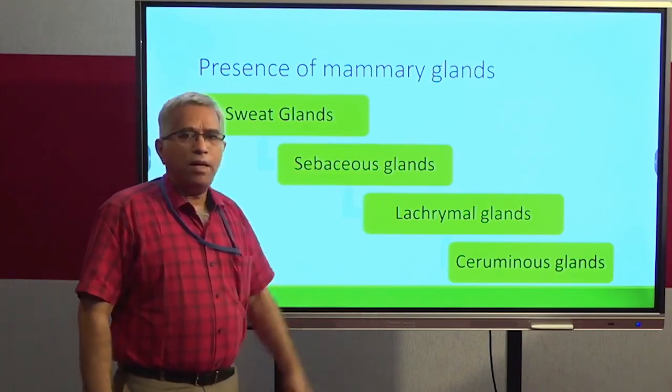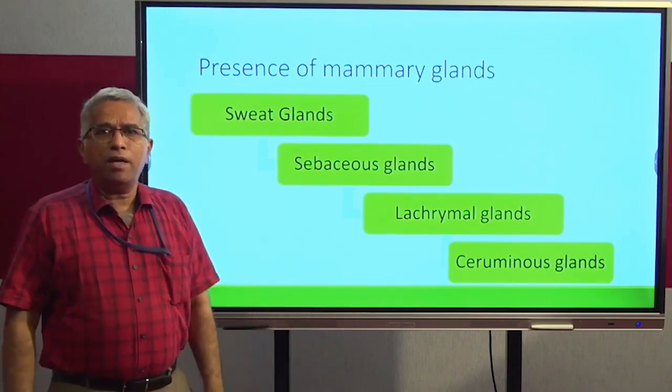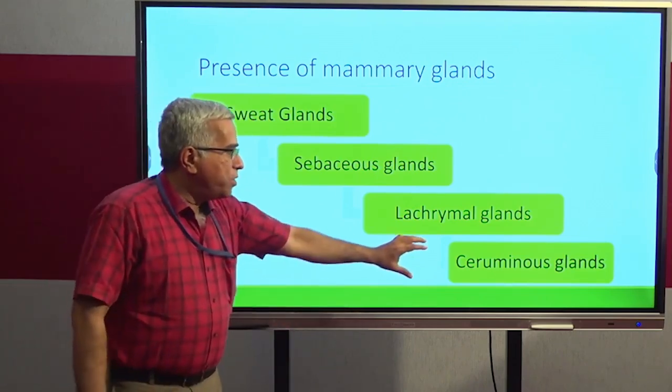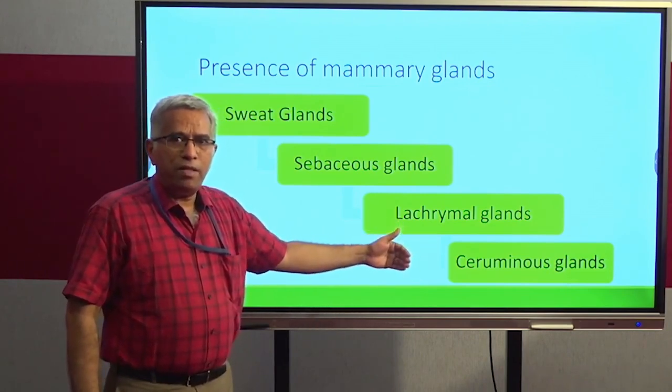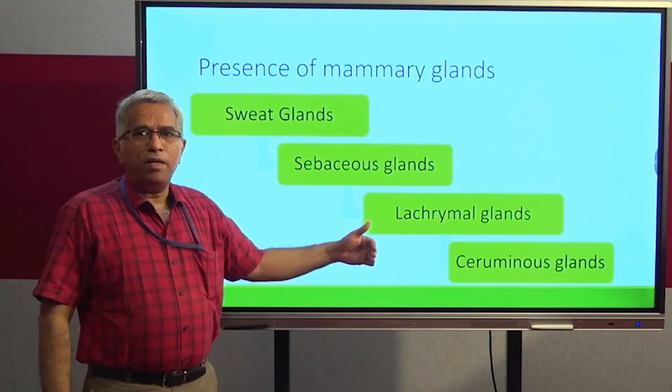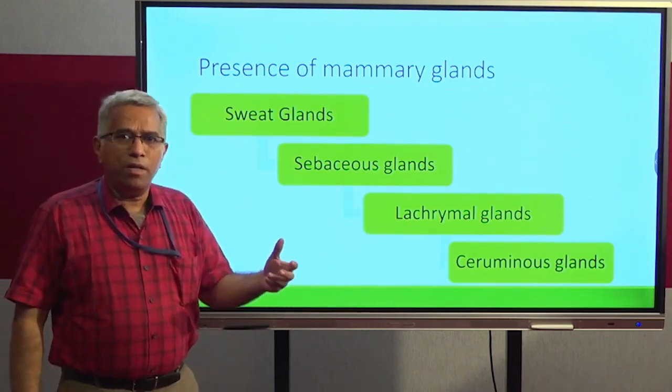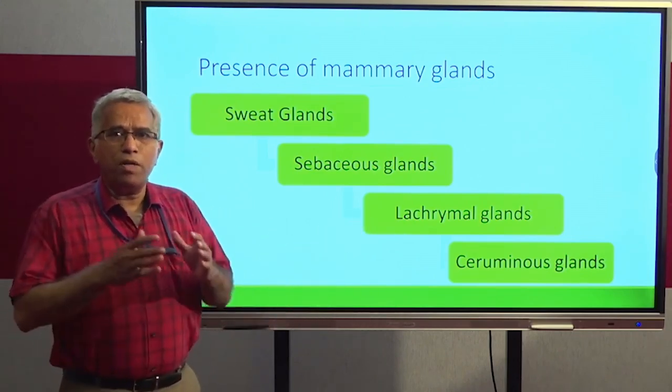The lacrimal glands are present in the eyes. They are tear producing glands. And the ceruminous glands are present in the ear. They produce ear wax. This prevents the entry of foreign material, including insects, into your auditory meatus.